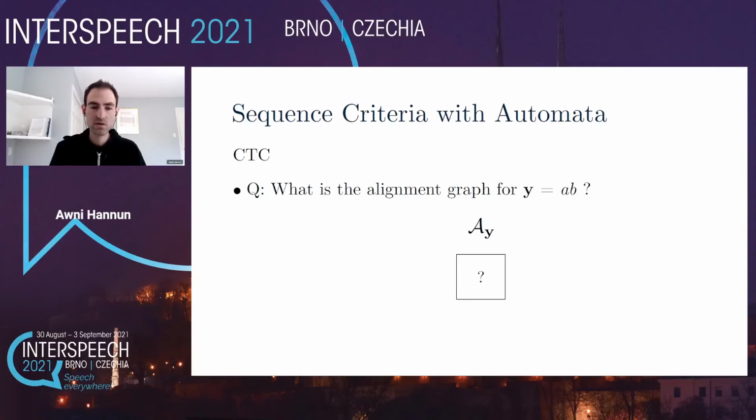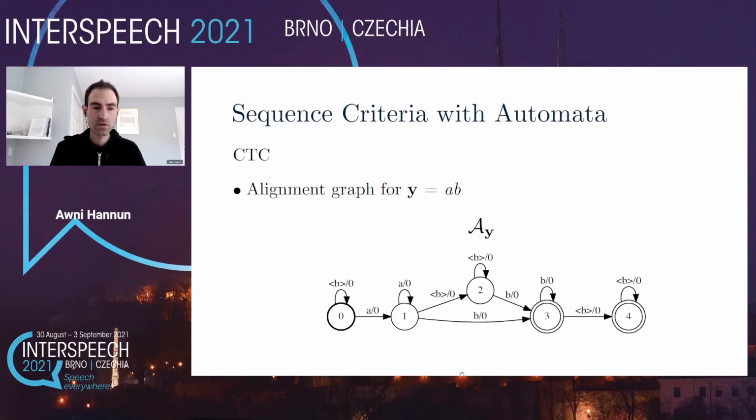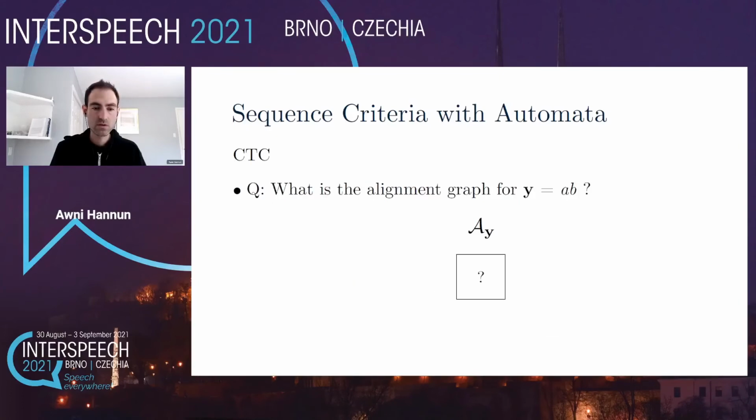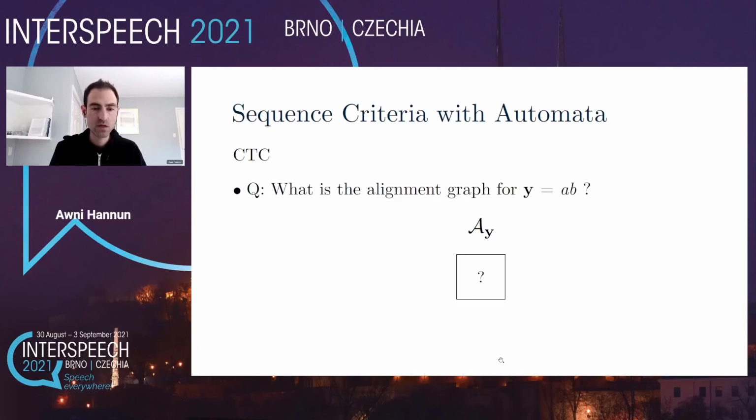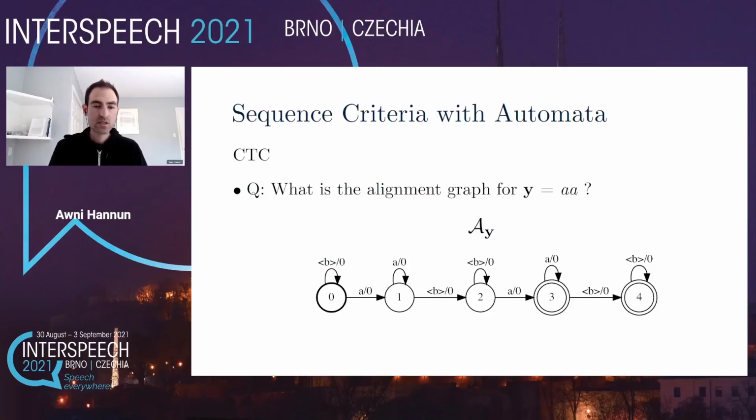As a little question to the group, what does the alignment graph, sorry, I think we just did that. Okay, all right, so what is the alignment graph for y equals AA? Sorry, that must be a typo in the slide. That should say y equals AA. Now since there are repeats in the output, we have to have the blank token between the two A's. So you notice the main difference is you have to go through the blank token from the first A to the second A. There's no longer that shortcut connection.